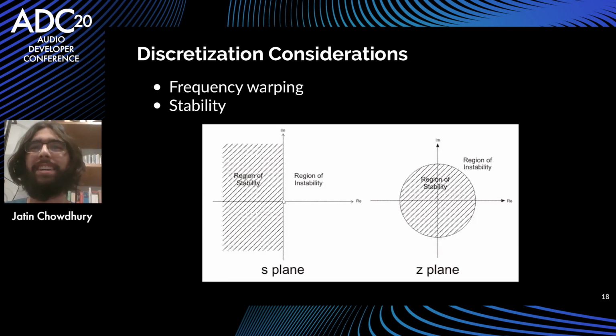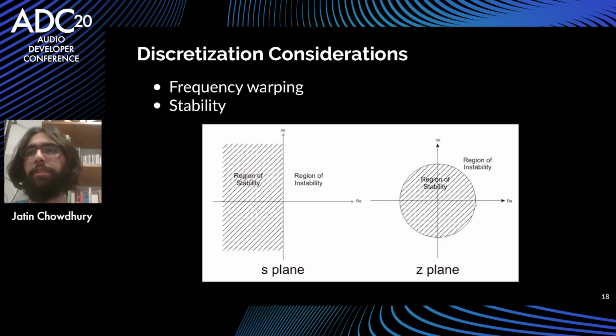But yeah, so you can see this y-axis here as the frequency axis. And then everything to the left of that is your region of stability. So any resonances in this region will be stable, and any resonances outside of that region will make your system unstable.